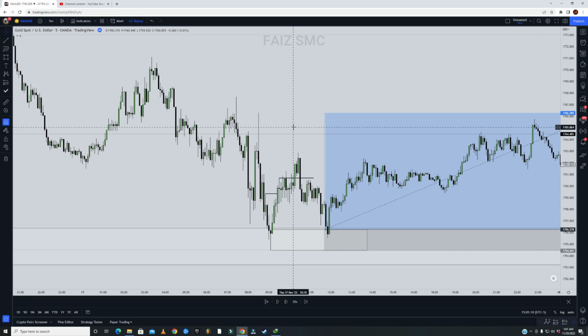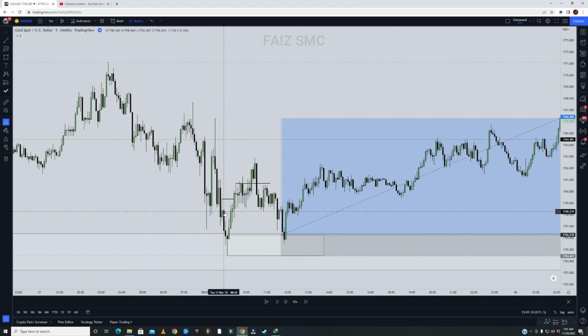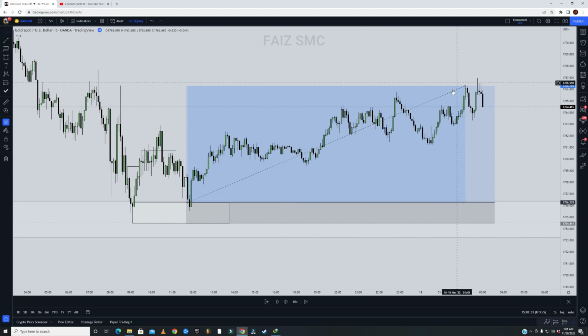That was a very clean and textbook setup. We had the textbook, you could say, turtle soup pattern. Then we had the refined OB. Price came to our POI. We had a market structure shift, and then we had a break of structure right here. And then price went into our order block, and all of this liquidity gave fuel to the market, and that is the reason why we went so high.